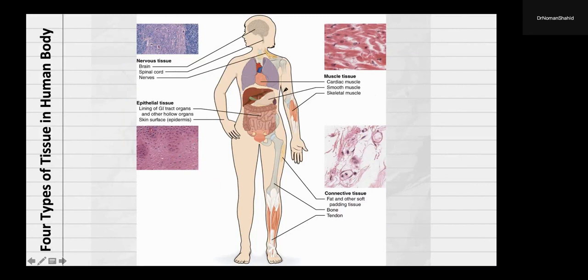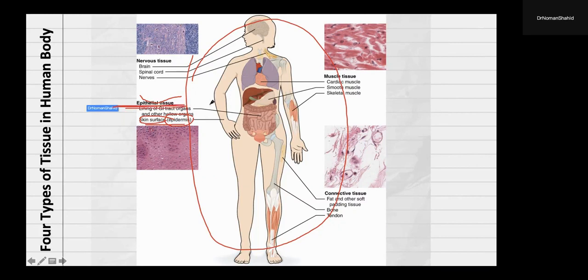Not only the inside, but the whole outside of the body, which is skin, is also epithelial tissue. Your epidermis, the skin surface, is all epithelial tissue.